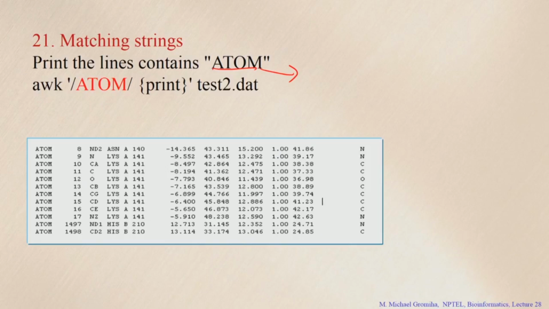If you want the records of all atoms in a protein or in a DNA, you can get these atoms using the awk command. This slash pattern means it should contain ATOM. So, here this is an atom. It will search the file and wherever we have ATOM, it will present it. Because we gave print and did not mention any field, it prints the entire line.